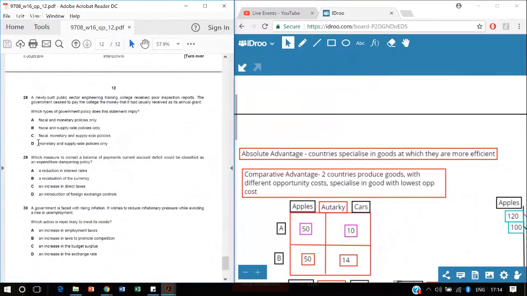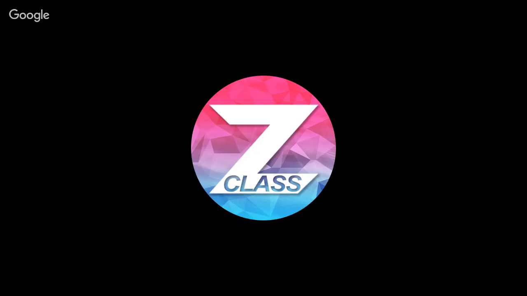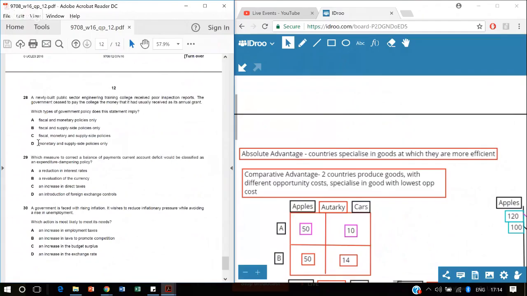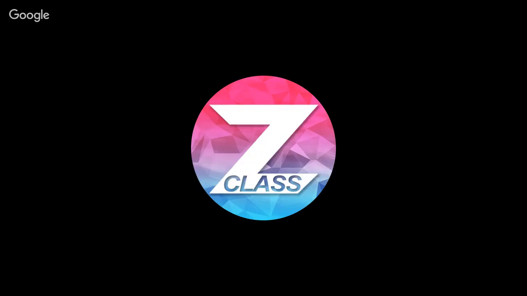28. Okay, so public sector, so receive poor inspections. Government ceased to pay the college money that it usually used as its annual grant. So annual grant, that would be supply side policies. Very good. So now we're looking at B, C, or D. And then because you have expenditure, it would be B or C, but then there's no monetary side to it. So just B.